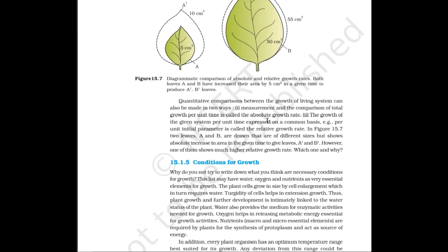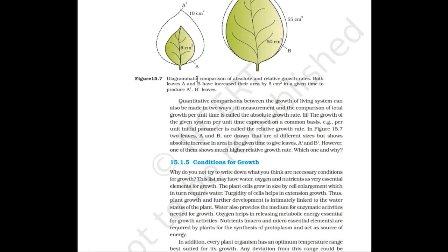Quantitative comparison between the growth of living systems can also be made in two ways. First is the measurement and comparison of the total growth per unit time, called absolute growth rate. While the growth of the given system per unit time expressed on a common basis, for example per unit initial parameter, is called relative growth rate. Relative means per unit initial parameter.